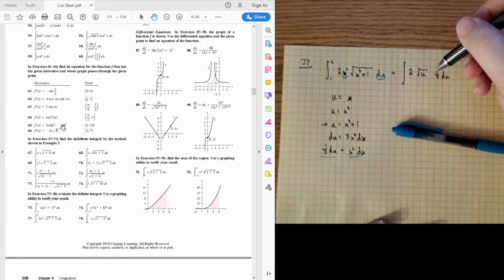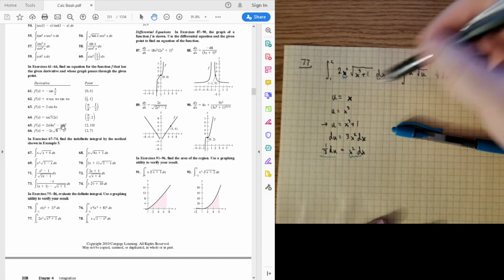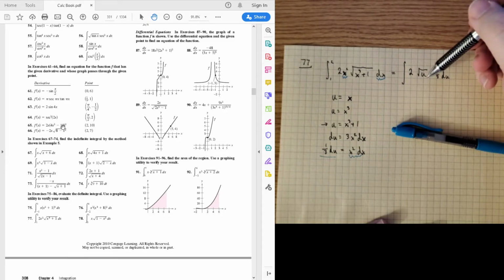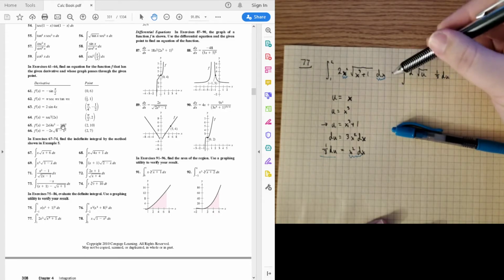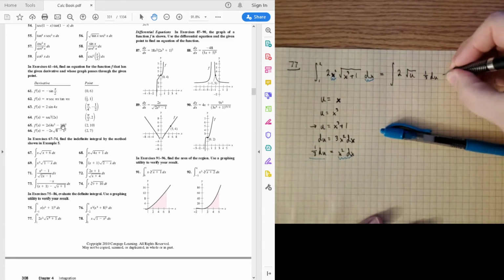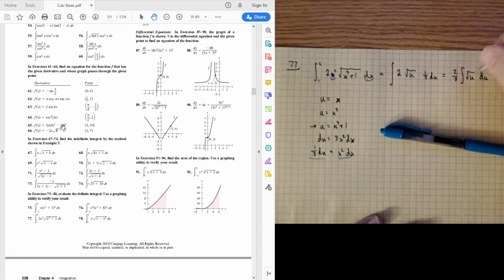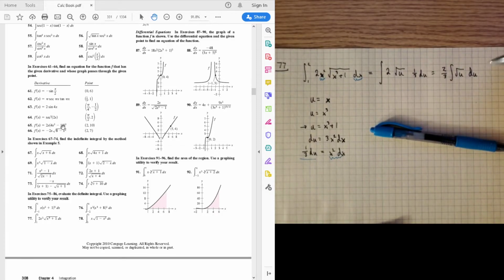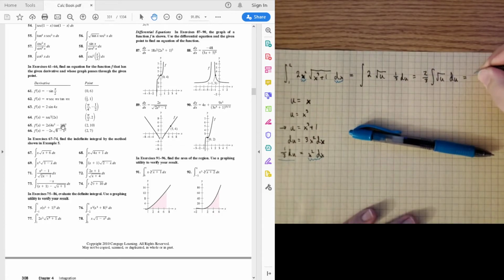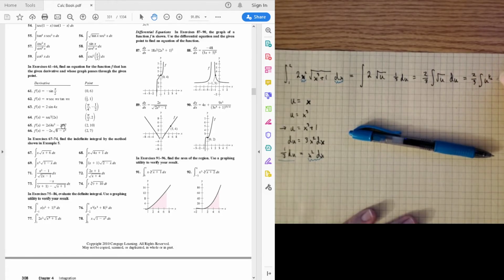And note it checks off a bunch of boxes, right? The new form is integrable. When I move the 2 and the 1/3 outside, we get to a nice function, 2/3 integral square root of u du. This is a basic function. We can integrate this relatively easily by simply switching the form, 2/3 integral u to the 1/2 power du, and then integrating like before.